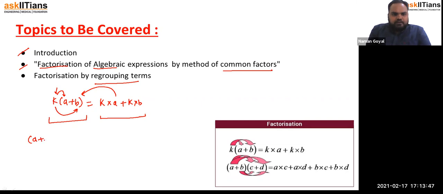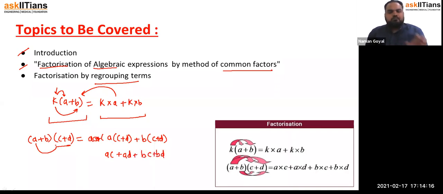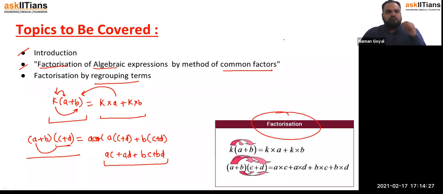Now if you multiply (a plus b) with (c plus d), it means a is multiplied with the complete bracket, then b is multiplied with that complete bracket. So we get a multiplied by (c plus d) plus b multiplied by (c plus d). Now a is multiplied with c, ac, plus a is multiplied with d, ad, plus bc plus bd. The process with which we convert this expression back to the product form is known as factorization. So in this chapter we are going to learn about the introduction, how we factorize algebraic expressions by using the method of common factors, and how we do factorization by regrouping terms.